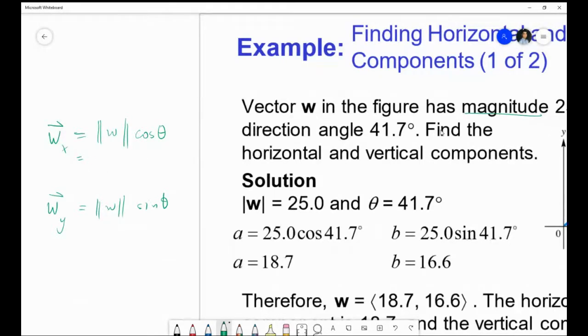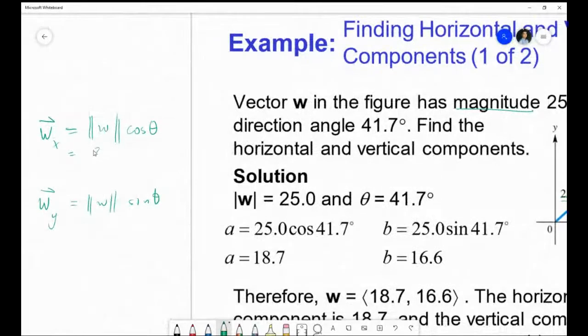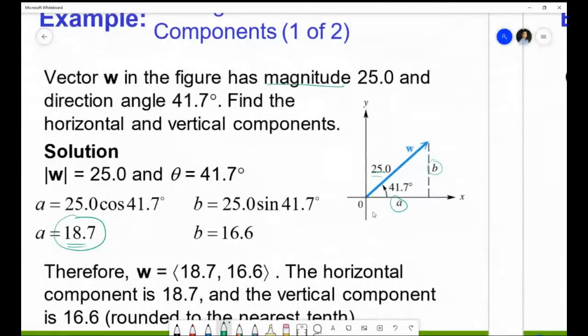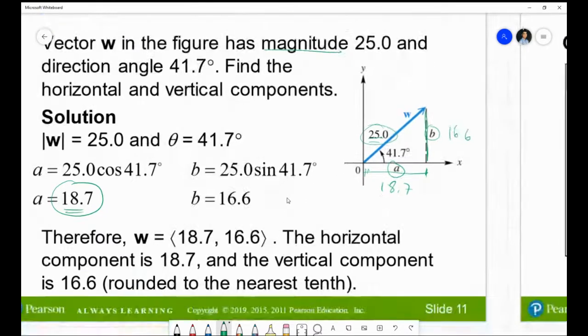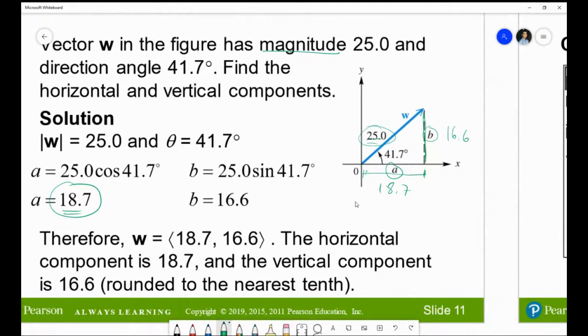So the magnitude was given here, magnitude is 25, and the direction is 41.7, so cosine of 41.7. Okay, and so it looks like 18.7. So what does this 18.7 represent? Well, 18.7 is the magnitude of this component vector. So this is 18.7, and this here is 16.6. Now if you use Pythagorean theorem, 18.7 squared plus 16.6 squared is going to equal 25 squared. So that basically just ties everything together here.